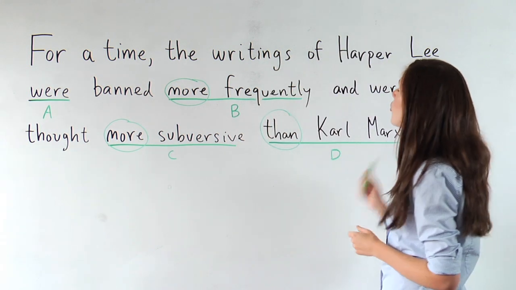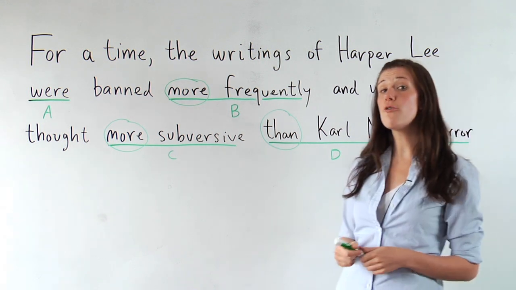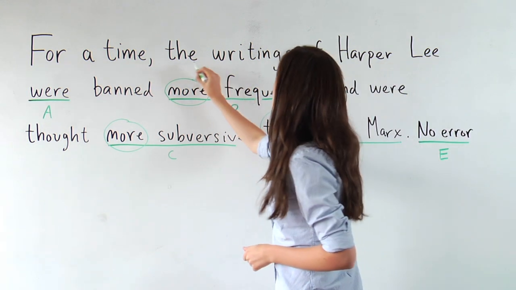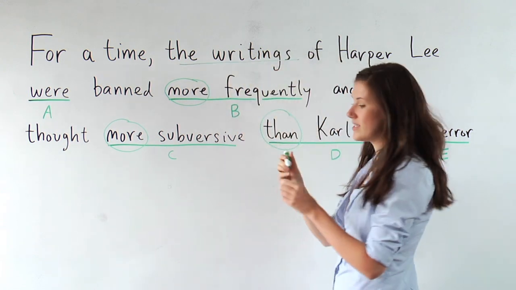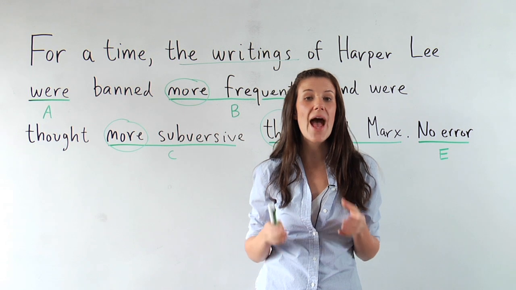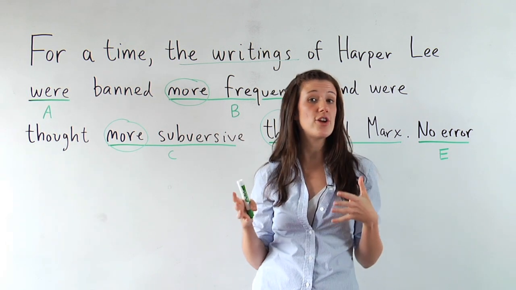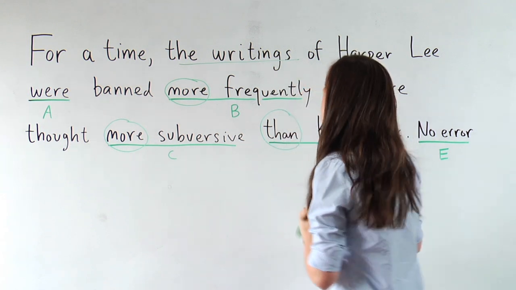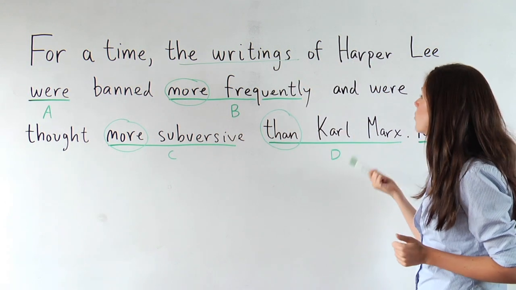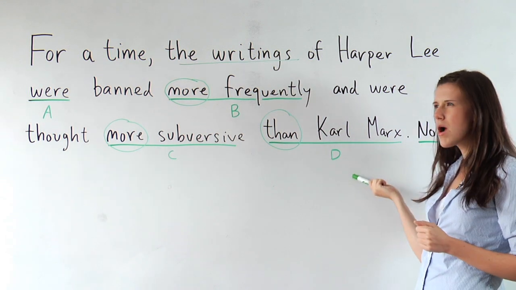For a time, the writings of Harper Lee were banned more frequently. Okay, so the first item we're talking about here is the writings of Harper Lee. So we've got writings. So that means we have to compare writings to writings. So let's find our second item in the sentence as written. The writings of Harper Lee were banned more frequently and were thought more subversive than Karl Marx.